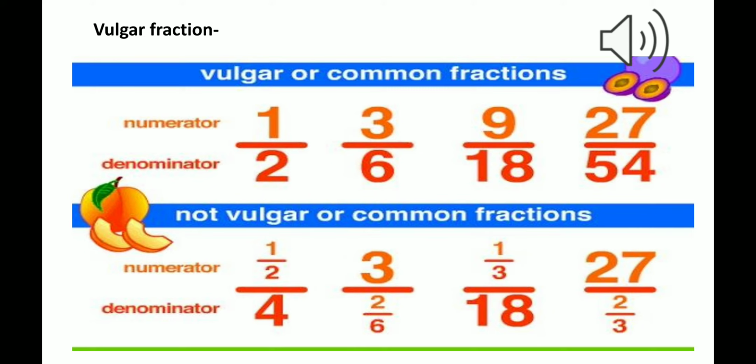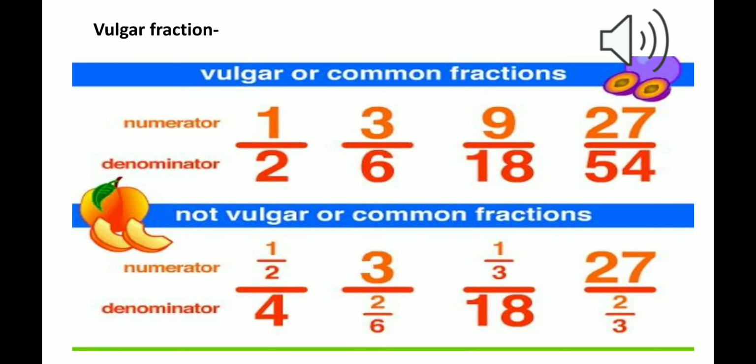Now here, if there is no 10, 100, 1000 and they are not vulgar fractions either, these are complex fractions. There is a fraction within a fraction. Can you see? 1 by 2 upon 4, 3 upon 2 by 6, 1 upon 3 upon 18, 27 upon 2 upon 3. So these are complex fractions. Okay. So we studied the 3 kinds here.